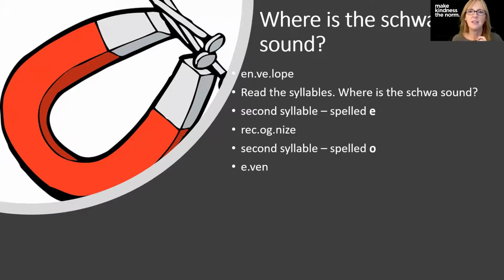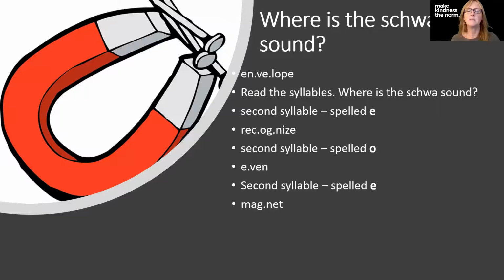Even, even. Well, I certainly hear long, open E, open syllable E in the first syllable, even. Some people might say even, and then we can hear the short E sound. Either way, it's still spelled with an E. It's just nice to be able to recognize the schwa when and if we hear it. So second syllable, it's spelled E.